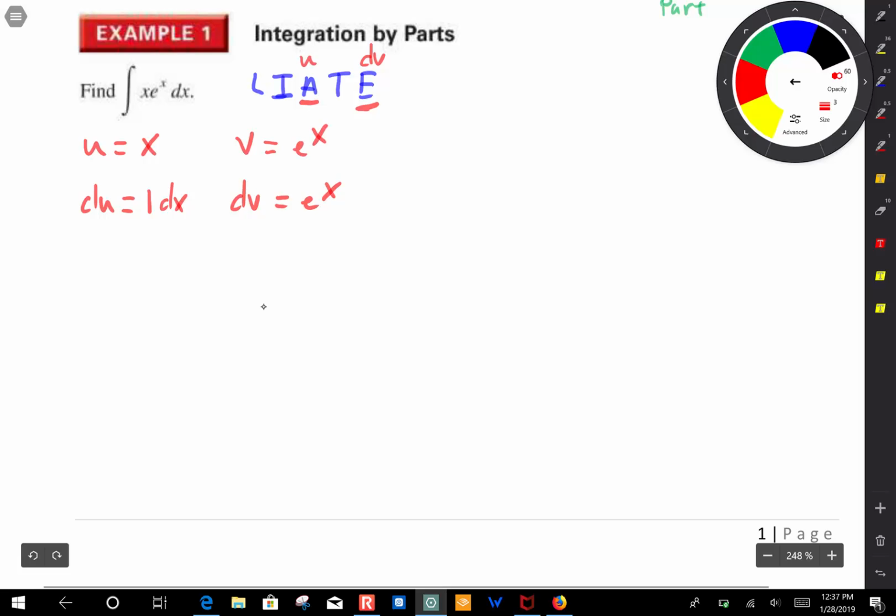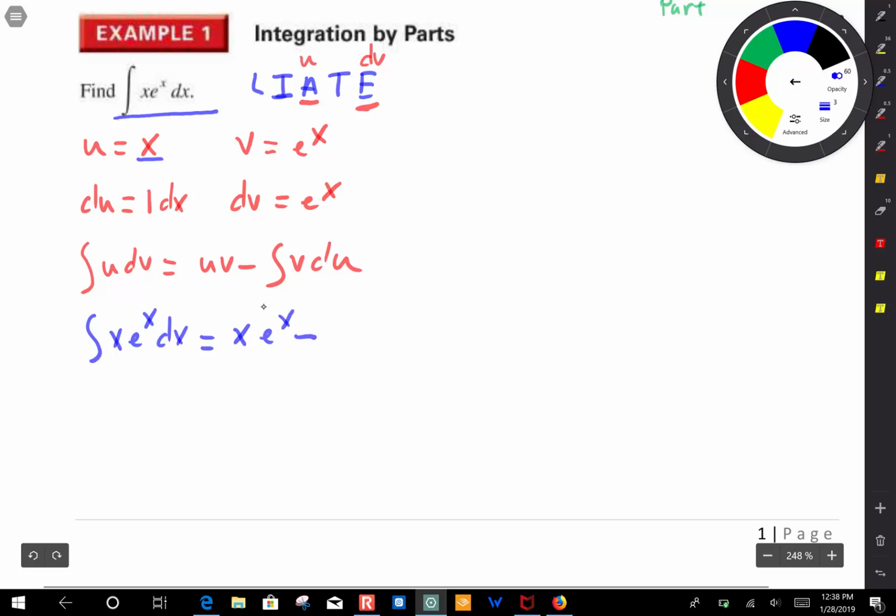And once you do that, then you're going to follow your formula. You're going to follow theorem 8.1. It says the integral of u dv is equal to uv minus the integral of v du. Well, this is my integral u dv. So I'm going to go the integral of x e to the x dx is equal to my u, which is x, times my v, which is e to the x, minus the integral of v, which is e to the x, times du, which is 1 dx, which is just dx.